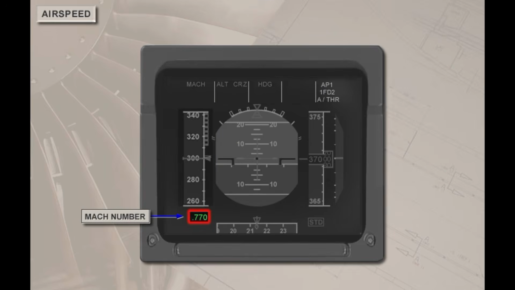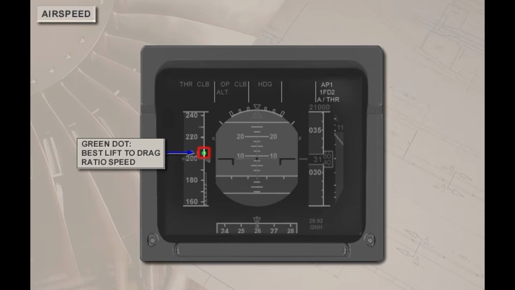The Mach number is presented when it is greater than 0.5 Mach. The green dot speed appears as a small green circle when the aircraft is in the clean configuration. It represents the best lift-to-drag ratio speed.